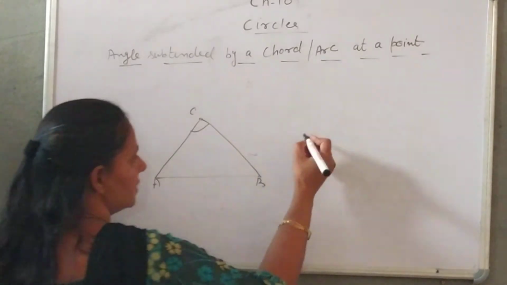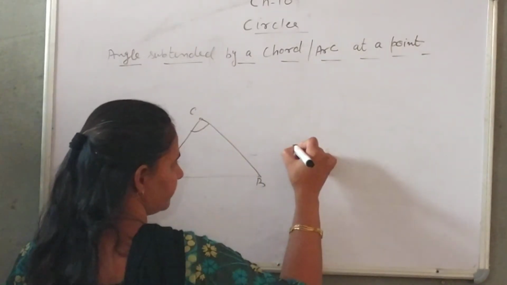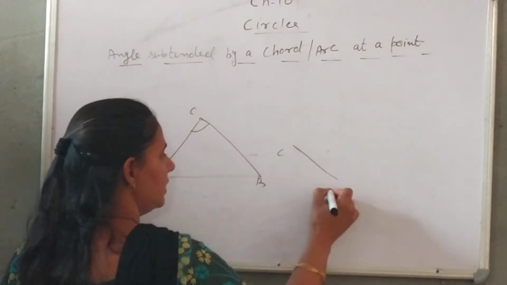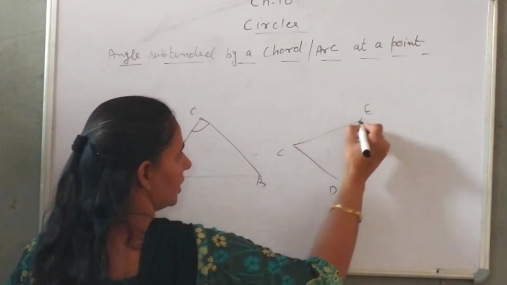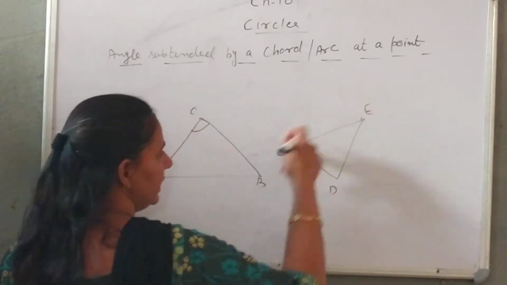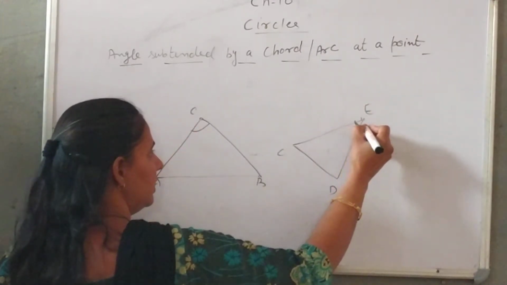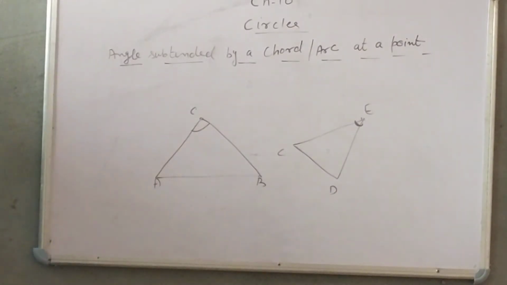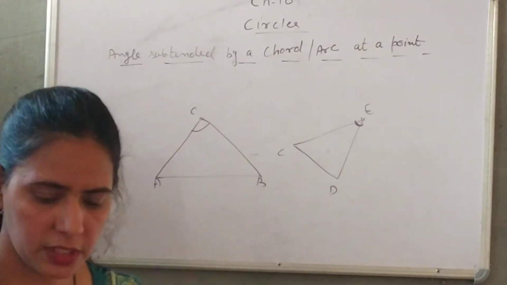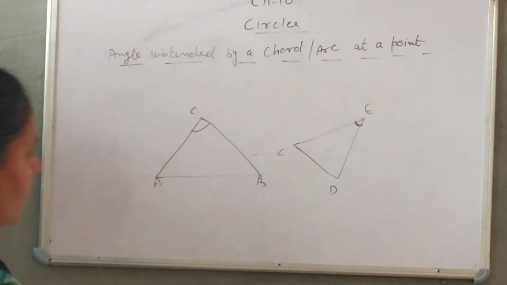Clear? Suppose we are given CD, these are 2 points and there is a point E. If we join EC and ED, then angle E is subtended by line segment CD. Clear? So similarly we can say this in a circle.